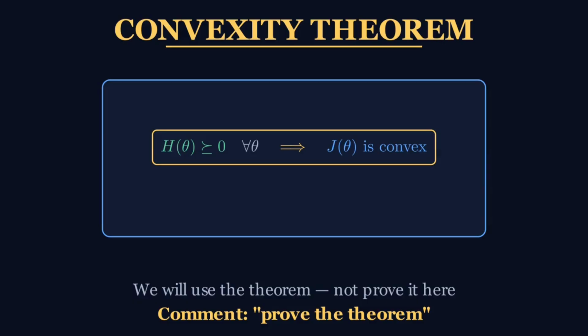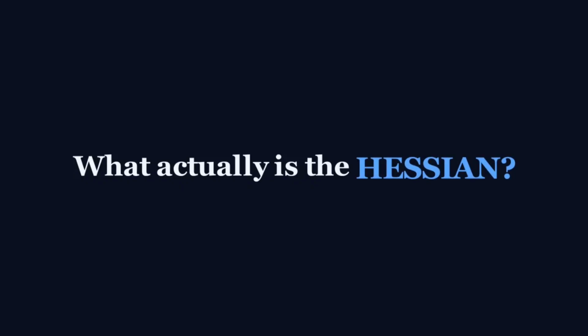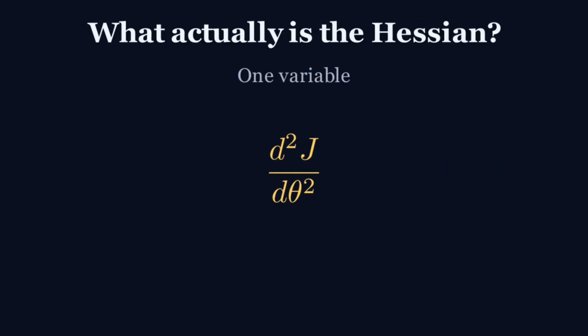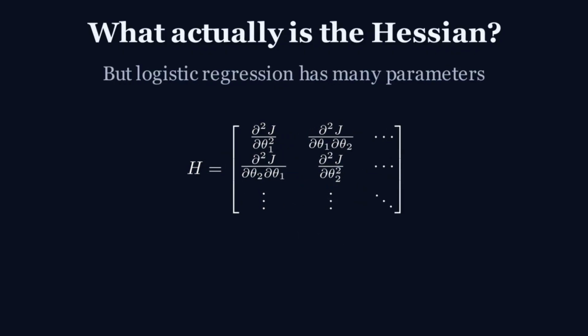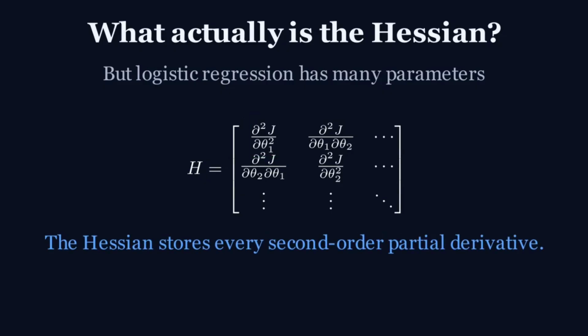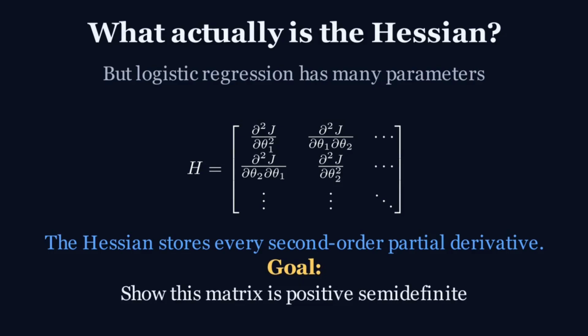But before we continue, let's quickly answer one important question. What exactly is the Hessian? Earlier in this video, we used the second order derivative to test whether a function of one variable was convex. The Hessian is simply the multivariable version of the second order derivative. Instead of calculating one second derivative, we calculate every second order partial derivative and arrange them into a matrix. So if you can show that this matrix is always positive semi-definite, our work is done.